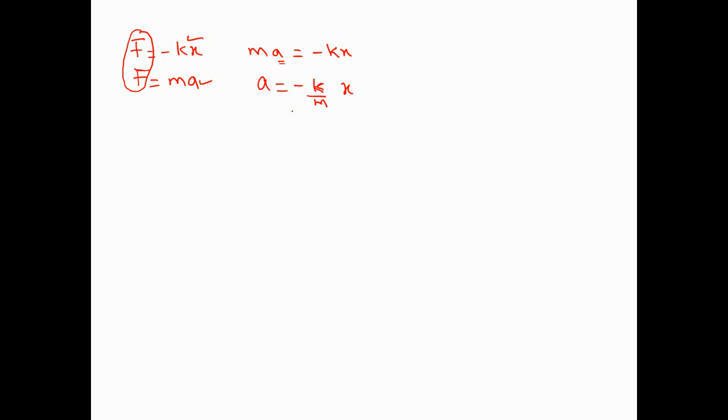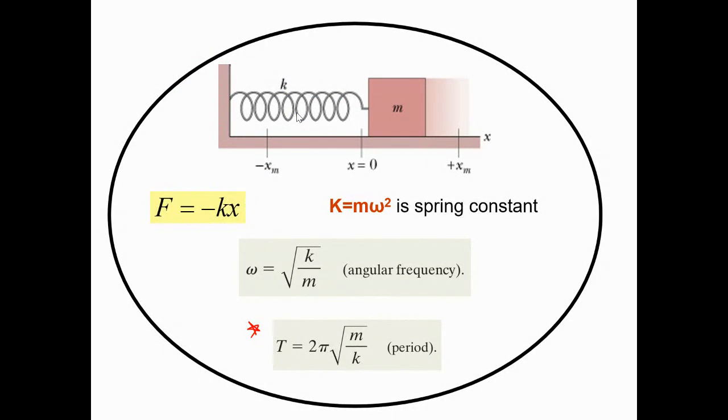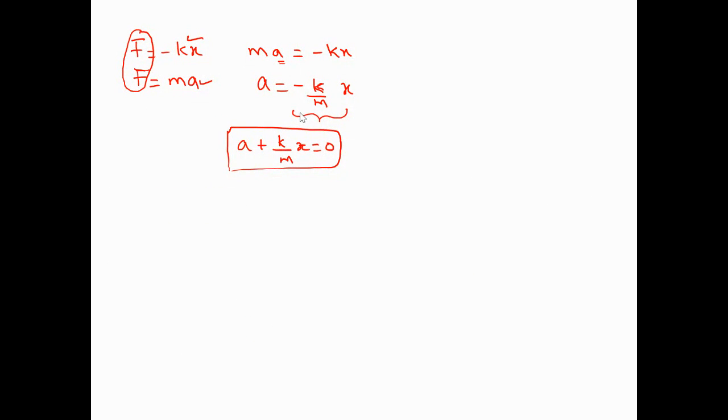Now what I'm going to do is make this equation equal to 0. To do that, I have to bring this term to the left-hand side, and when you bring it over, the negative becomes positive. So what you will get is a plus k over m multiplied by x is equal to 0. My dear, this is the equation for simple harmonic motion for the given diagram. Understand?